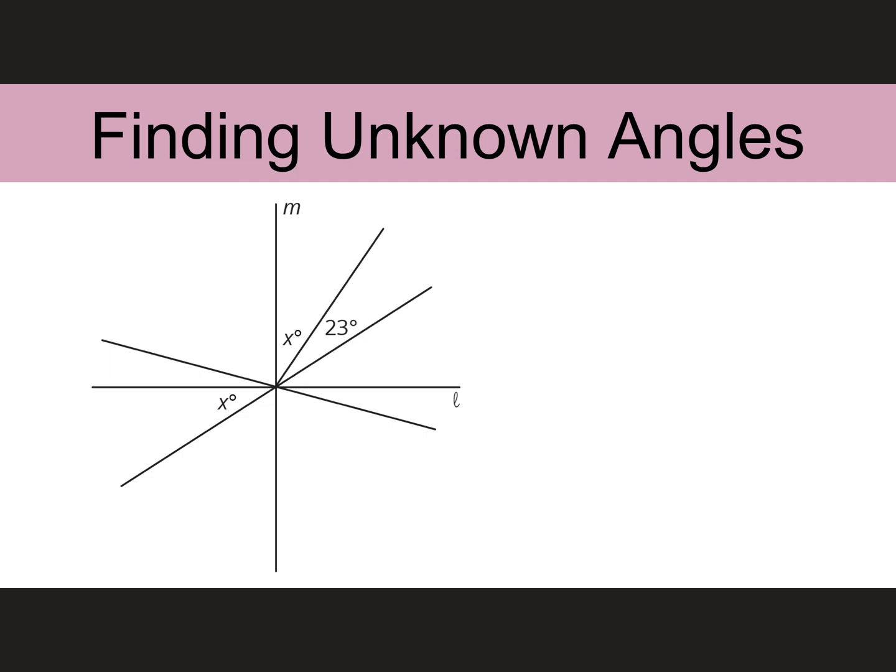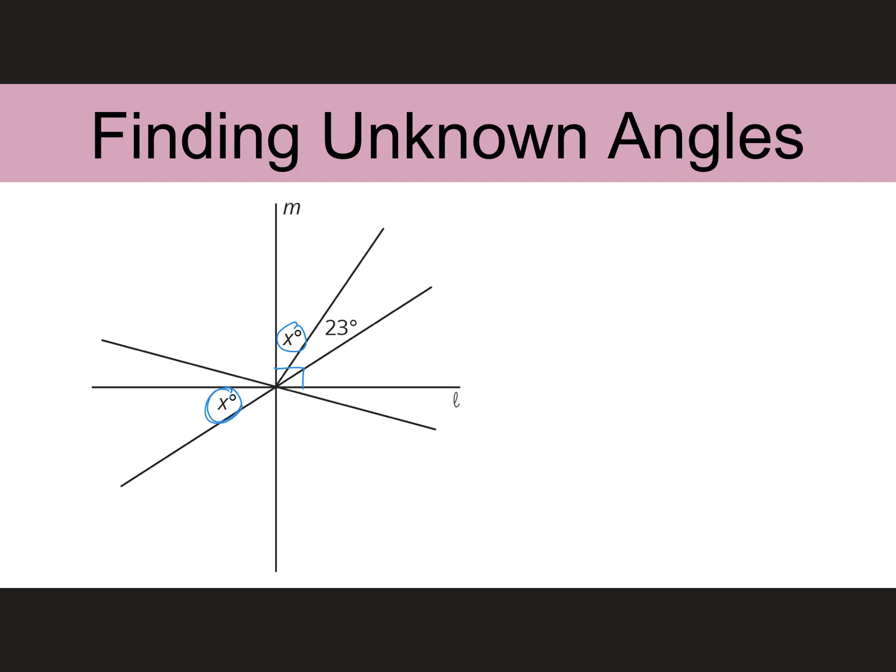So some of these are going to look really tricky to you, and that's okay. You just got to kind of take it one step at a time. In this case, we're trying to find x. So I see an x over here, and I see an x over here. So what do we know? Well, I know that, for example, this whole angle is 90.